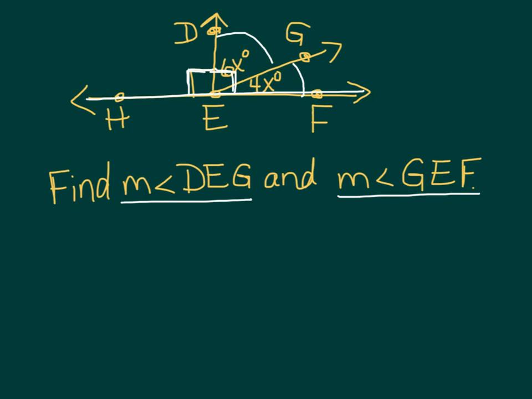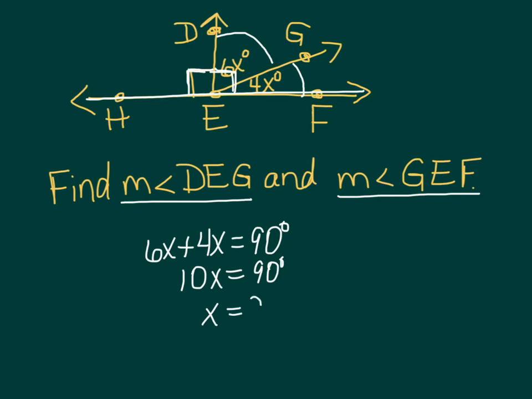So we will have that 6x plus 4x has to equal 90 degrees. We will combine like terms. 6x plus 4x gives you 10x equals 90 degrees. So now we will divide both sides by 10, and we get x equals 9. Okay, now we're going to take that x equals 9 and substitute it back in for 6x and 4x, and be able to find the measure of angle DEG and the measure of angle GEF.